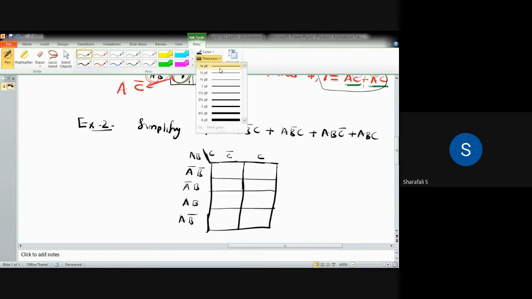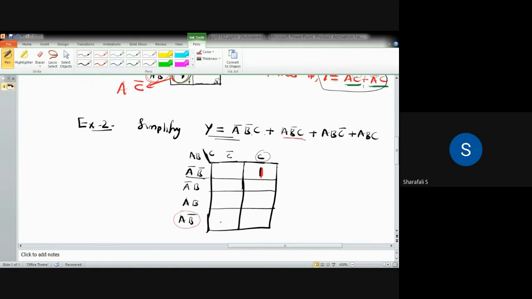Okay, so what are the expressions you are having in your SOP form? That is A bar, B bar, C. So correspondingly, we need one. So A bar, B bar is here, C is here. So this column you are having one. Then what is the second one? A B bar, C. Where is A B bar? This one is A B bar. So in this row, and C is this one column.